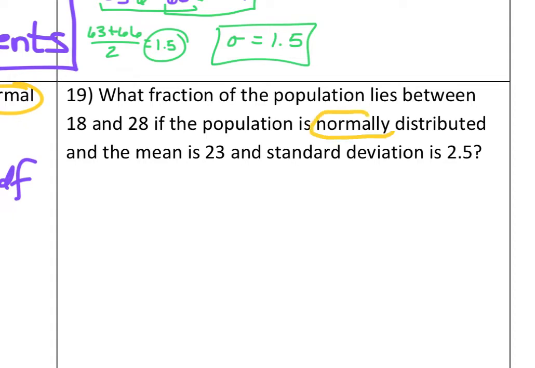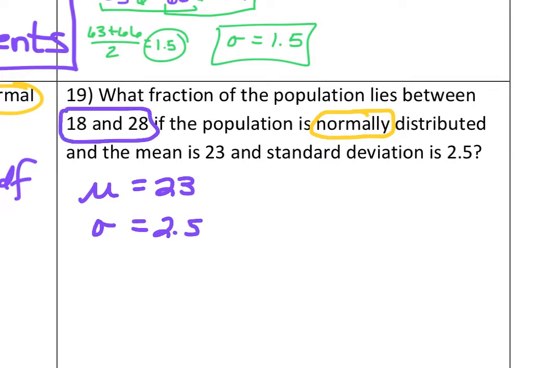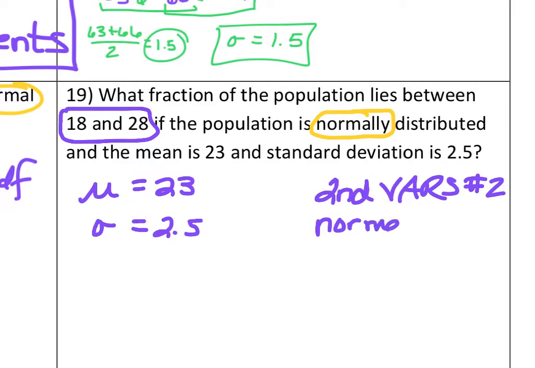So we've got a normal distribution here for number 19. The mean is 23. The standard deviation is 2.5. You're asked to find the portion or the fraction or the percent of the population that is between the numbers 18 and 28. So this is another one that I'm going to use second vars to normal CDF.